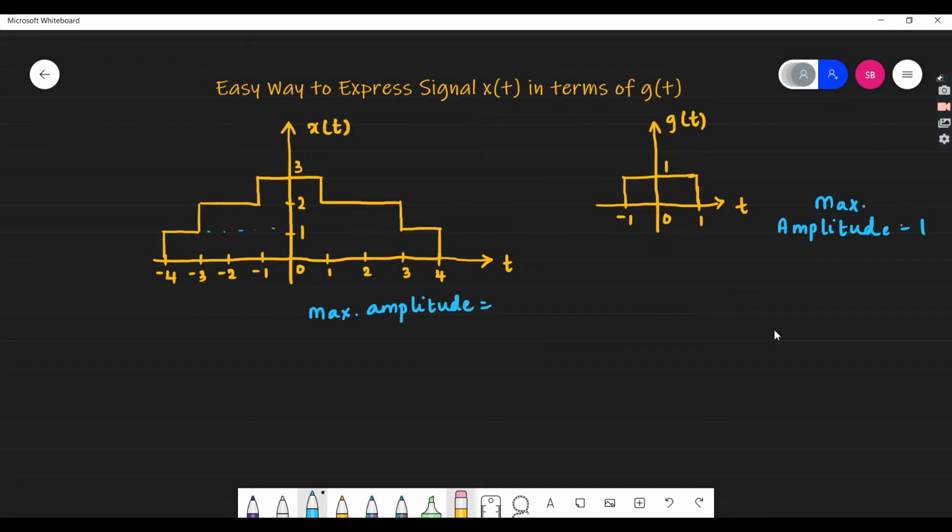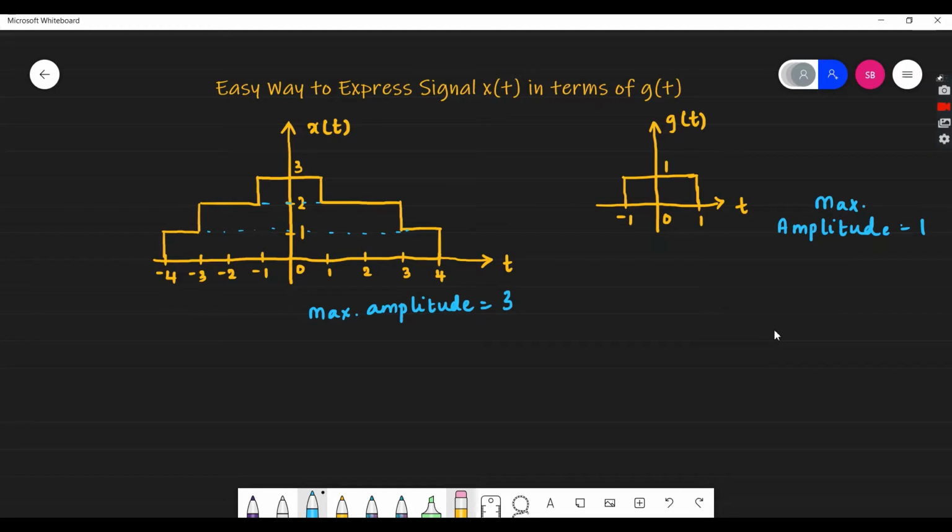So from here, this signal between minus 4 to minus 3 and 3 to 4 has an amplitude of 1. Then minus 3 to minus 1 as well as 1 to 3 has an amplitude of 2, and from minus 1 to 1 it has an amplitude of 3. So the maximum possible amplitude in this case is 3.